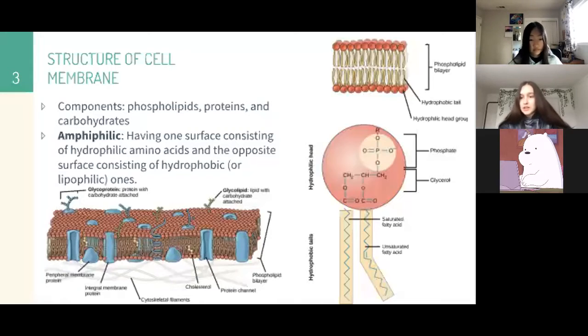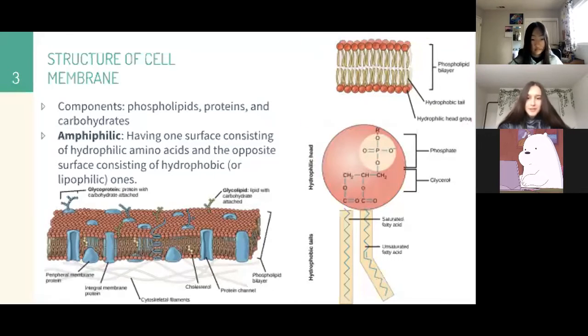Phospholipids, you can see in the top right picture, have a hydrophilic head, which means it's water loving, and that's why it's facing the outside, towards the water. And then they have a hydrophobic tail, and hydrophobic means water fearing. So that's why it's facing the inside. It's kind of like escaping the water.